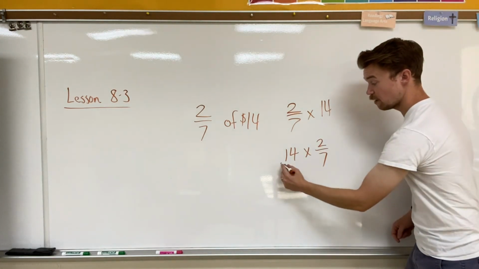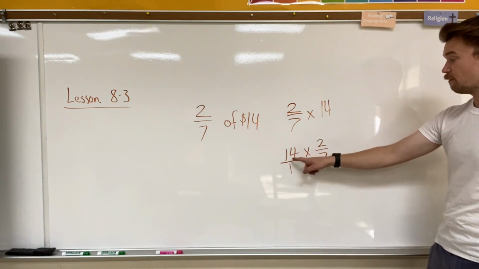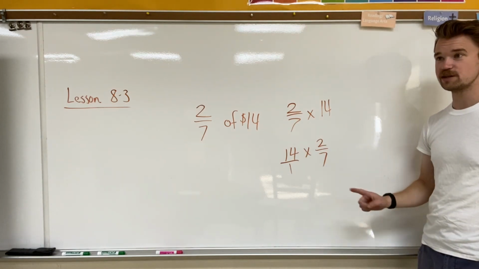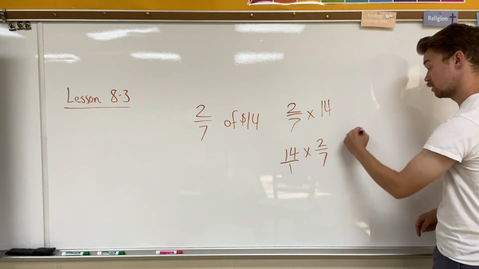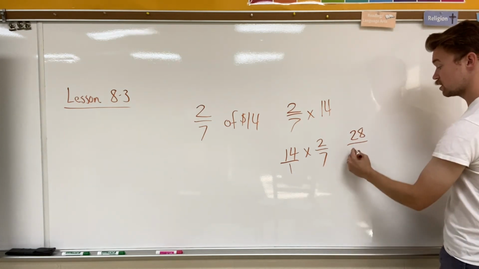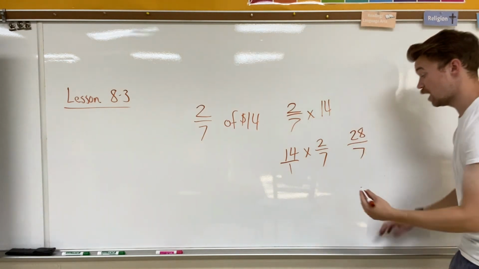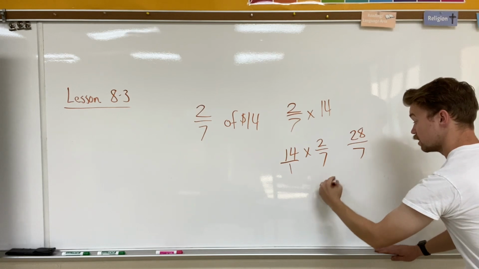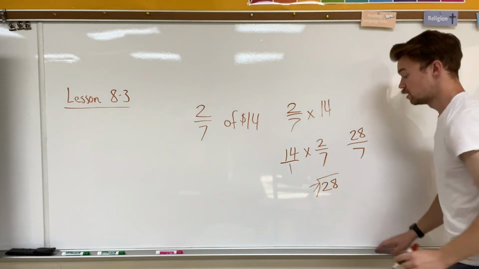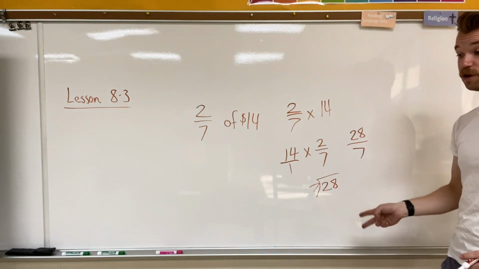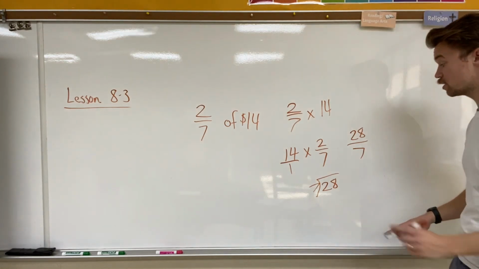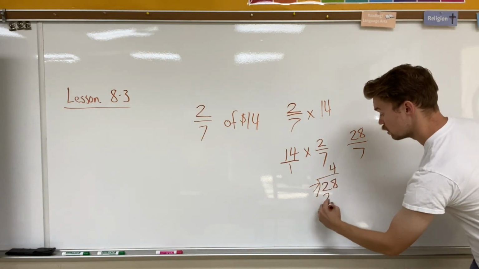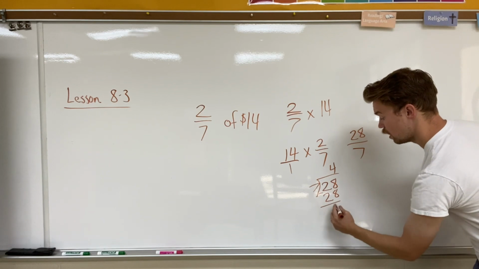First things first is I take that 14 and I put it over 1. Now I have 14 times 2. Well, 14 times 2 is 28. And 1 times 7 is 7. Now I have to divide and use the popcorn method. 28 divided by 7. 7 times 2 is 14, and 14 plus 14 is 28. So that's 7 times 4. 7 times 4 is 28. And I have 0 left over.